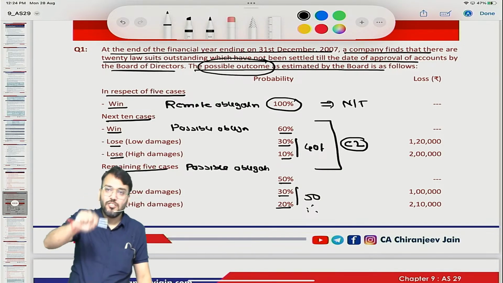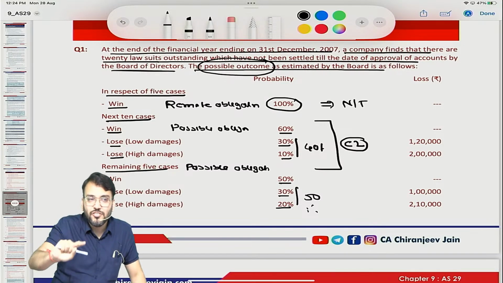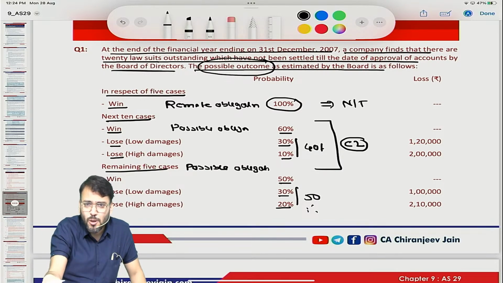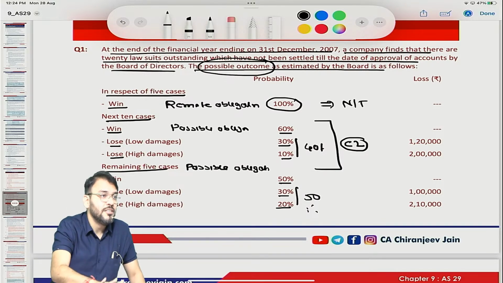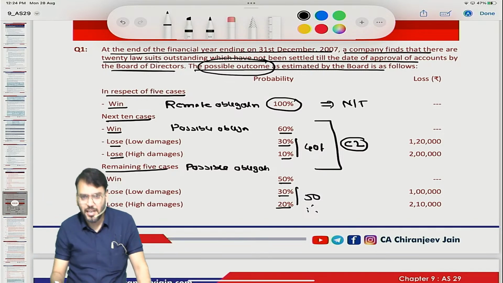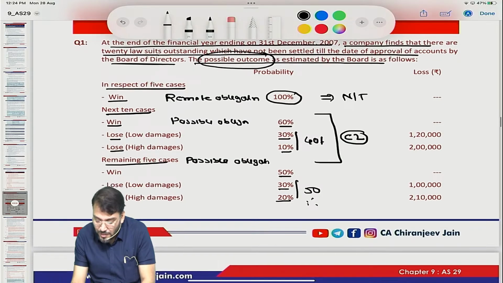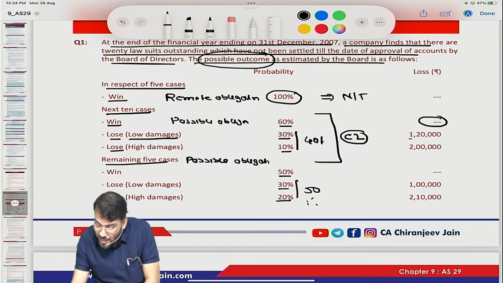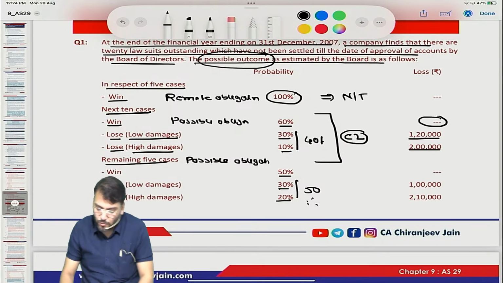First, we need to find out whether it is present obligation or possible obligation. If chances of occurrence of such loss is more than 50%, then it is present obligation. Otherwise, it is possible obligation. But if the chance is remote, then it becomes remote obligation, no treatment. I think we have applied that only. Now we need to find out the amount. So they said, next 10 cases, win 60%, no amount. But if you are losing, low damages how much? 1,20,000. High damages how much? 2 lakh. In the next 5 remaining cases, they have also given the amount. How to calculate the amount of contingent liability?